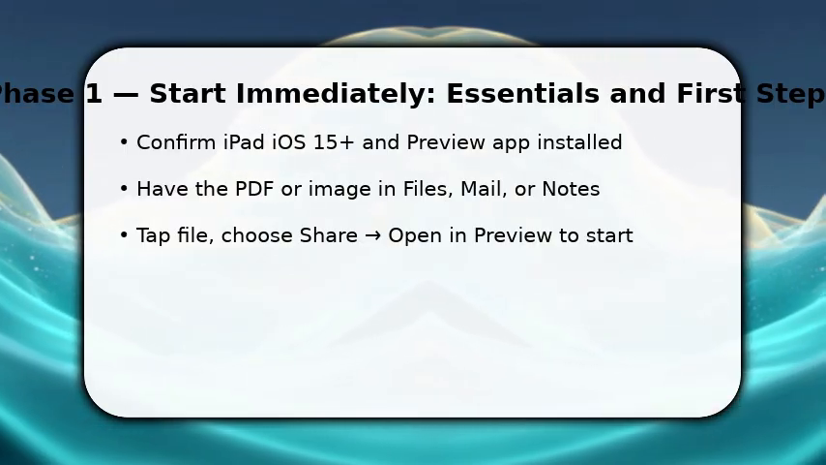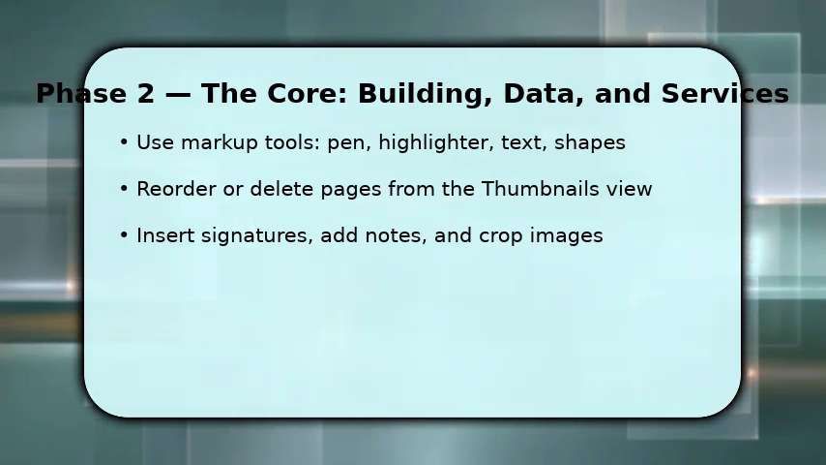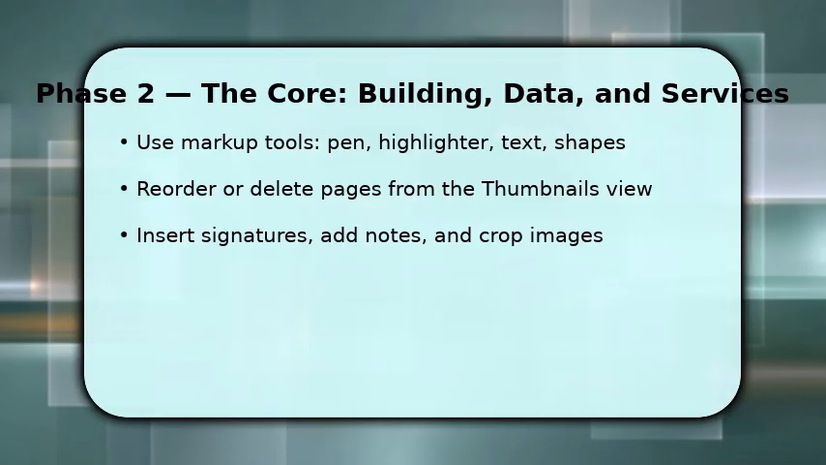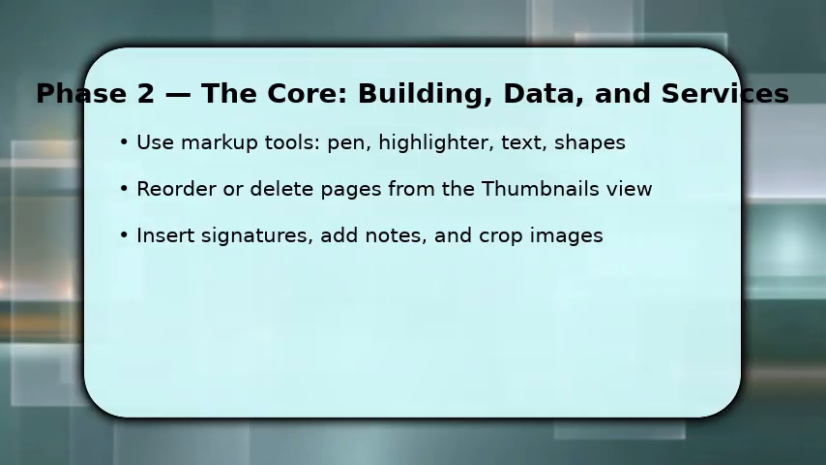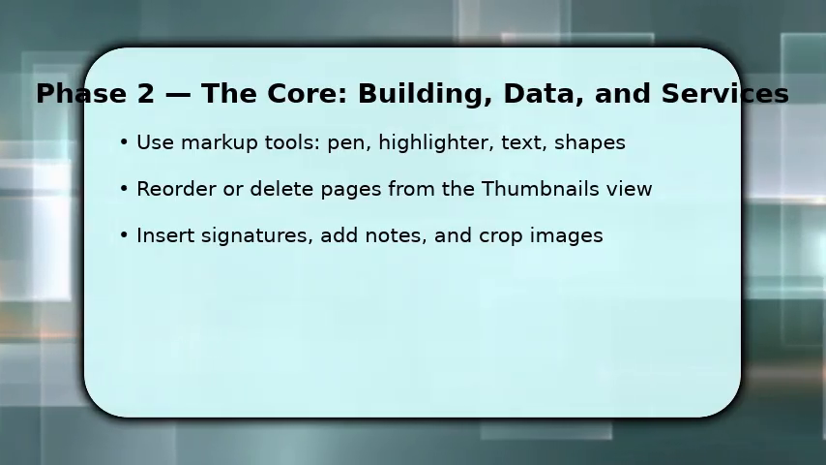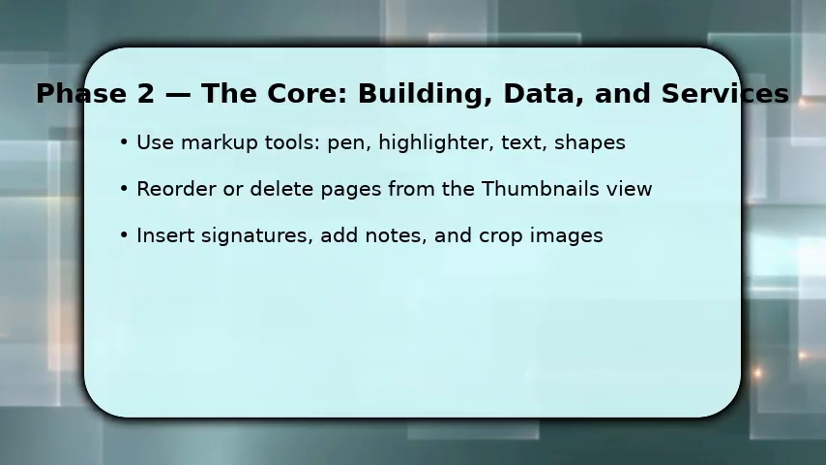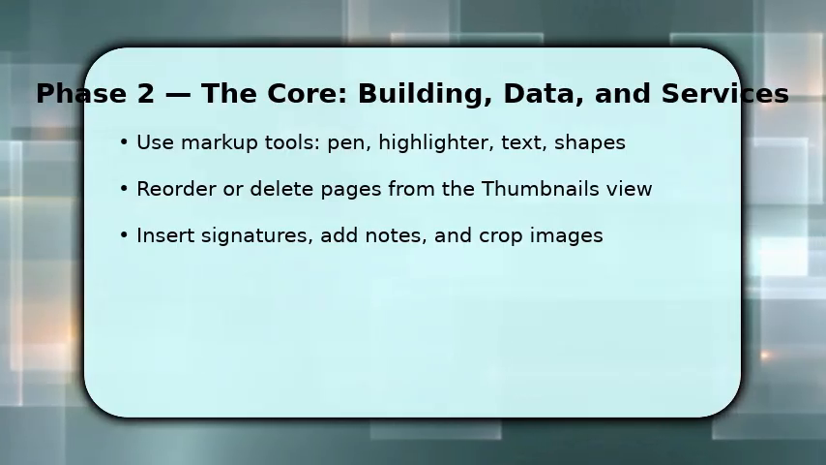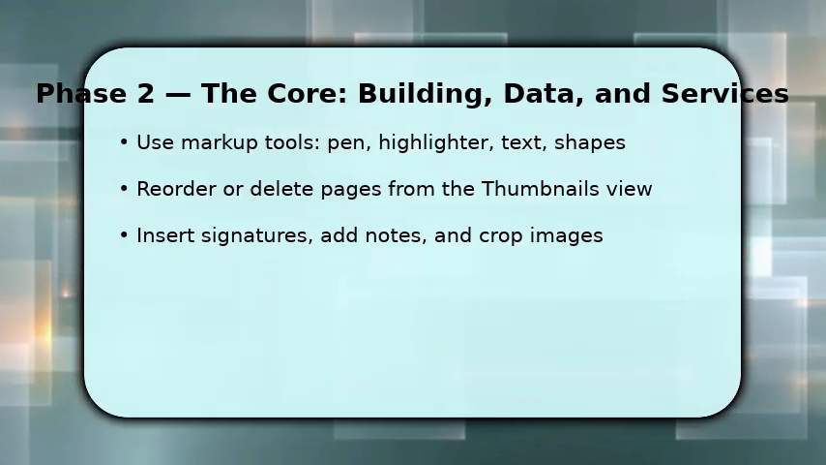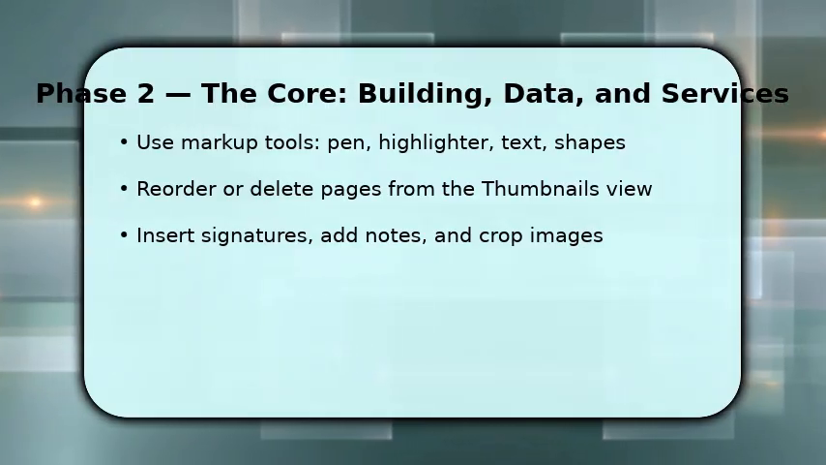Move on to editing. You'll perform the core edits here. Tap the markup icon to access the pen, highlighter, text box, and shapes. Use short strokes for precision and longer ones for fills. Once done, tap thumbnails to reorder pages with drag and drop or swipe to delete unwanted pages. Make sure to use Insert to add signatures or extra pages from files. This preserves quality. Also, crop or rotate images for layout consistency.